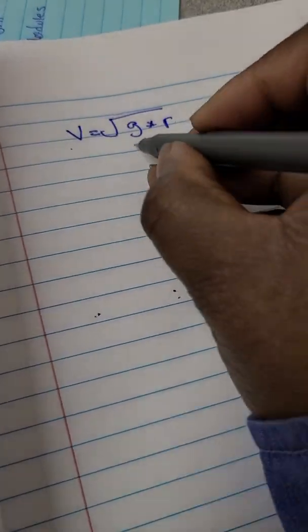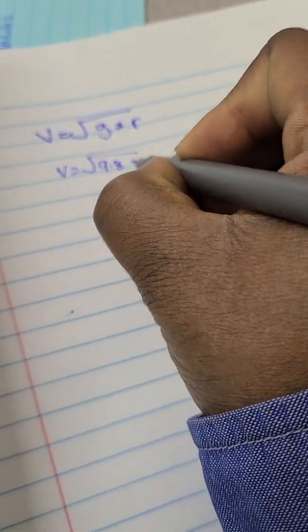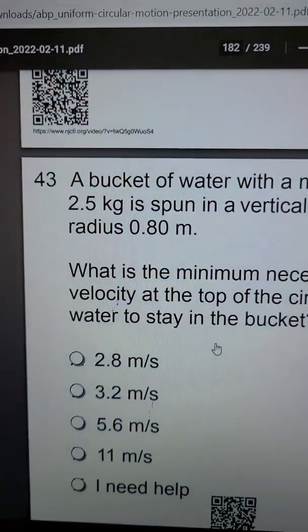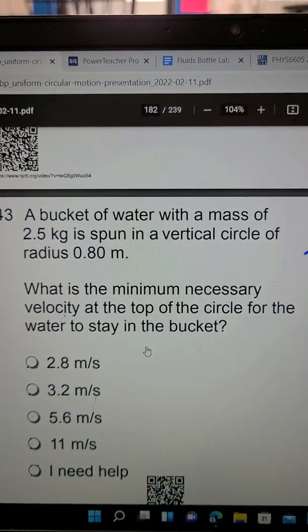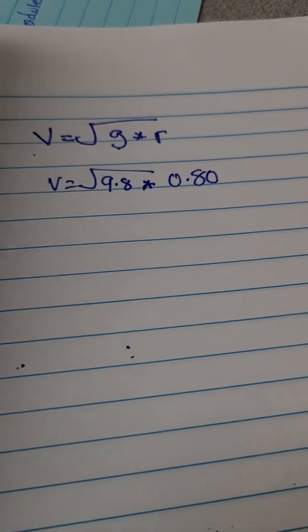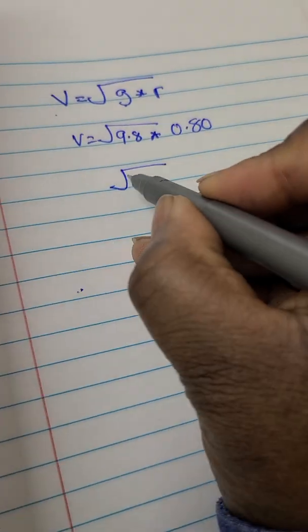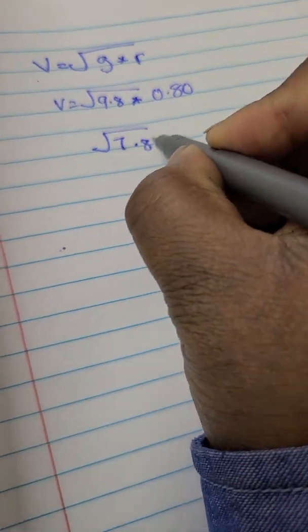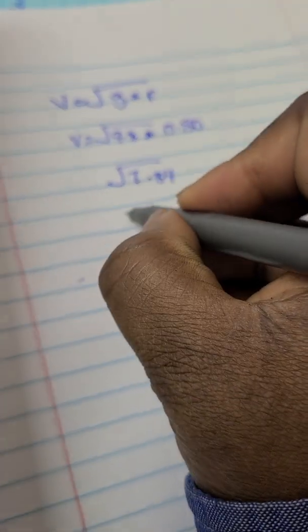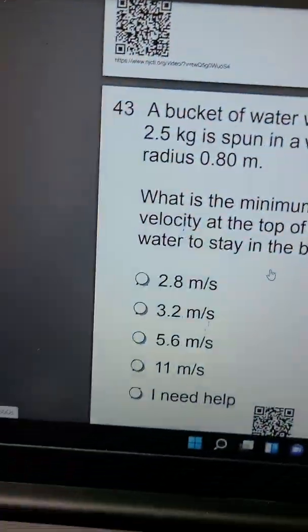Where we now know that gravity is, again, we're aware that it is 9.8, and we understand that the radius, according to this problem, is 0.80. So now you can say, what is 9.8 times 0.80? And that gives you the square root, because we haven't gotten to the square root yet, of 7.84. And when you square root that, velocity gives you 2.8. Therefore, your answer here becomes A.